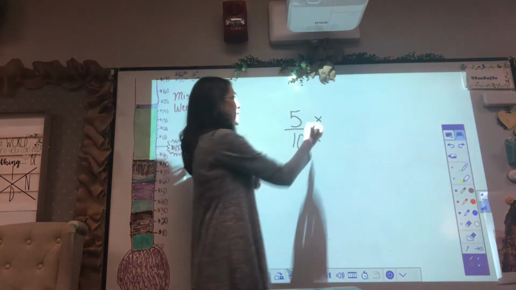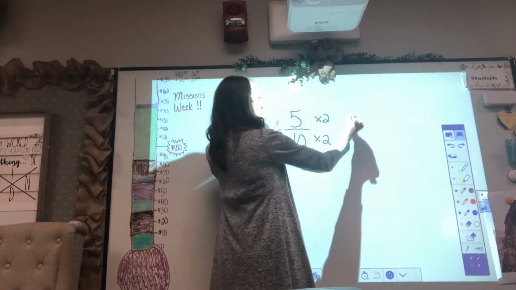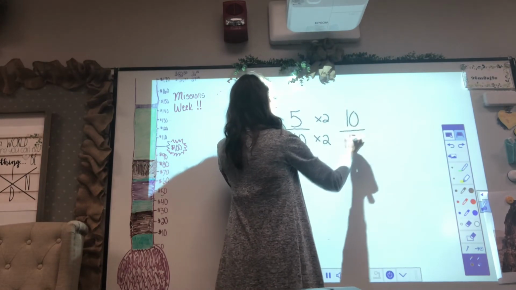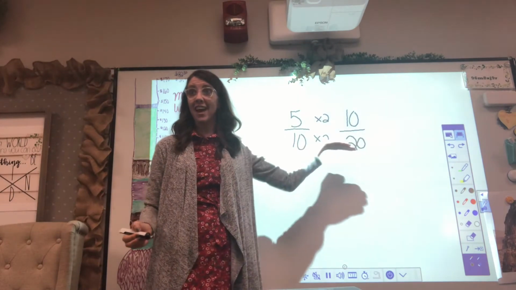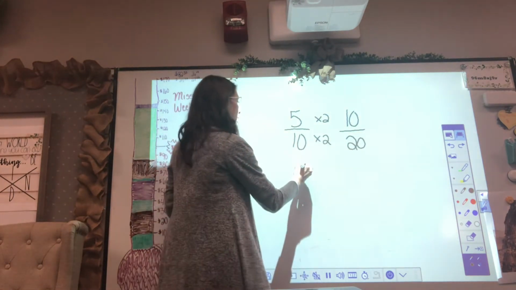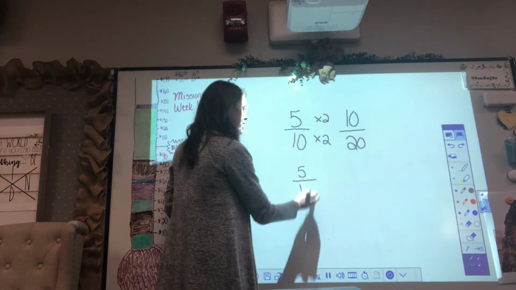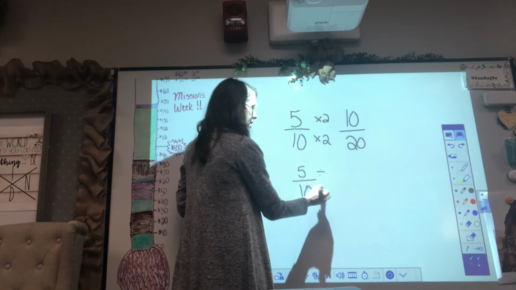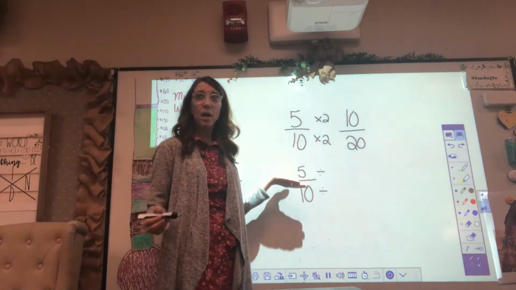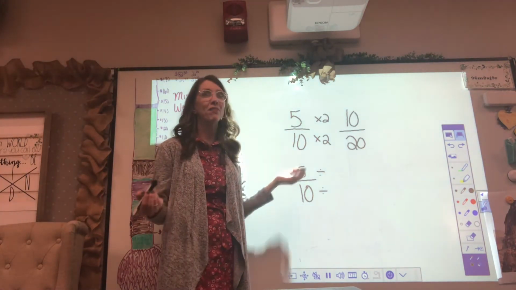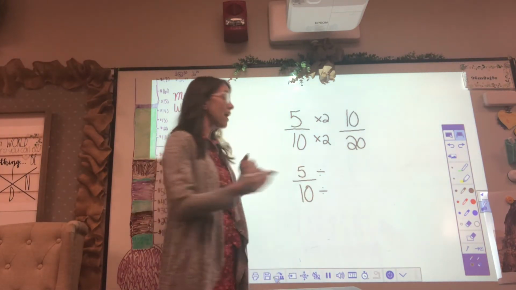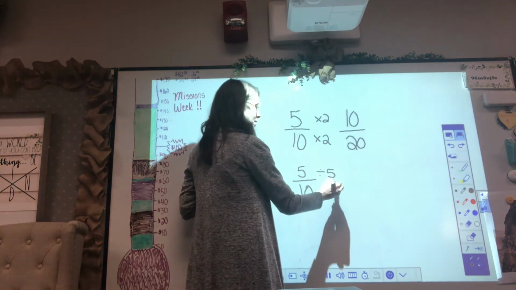2. Multiply the top by 2 and the bottom by 2, and I'll get 10/20. Equivalent fractions, yes? Awesome. Now somebody give me something that I can divide the top and the bottom by. Same number, 2. Can we divide 5 by 2? No. Give me a number that I can divide the 5. Divide the top by 5 and the bottom by 5.